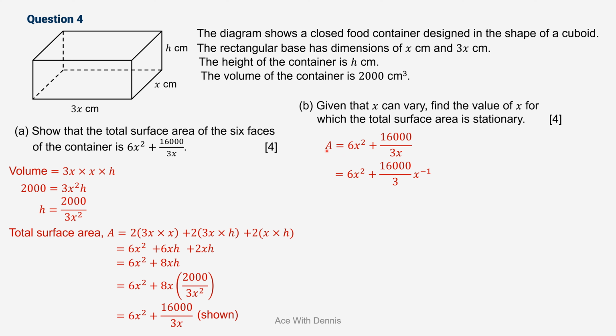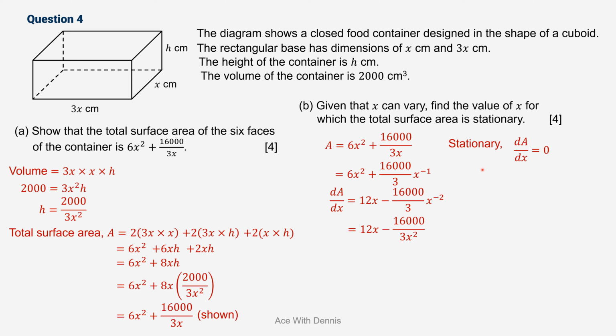So first, given we already proved A equals 6x squared plus 16,000 over 3x, then we can change this term into indices form so that we can differentiate it easily. So now dA over dx will be 12x. The 2 brings down, 6 times 2 is 12, then power minus 1, 12x. Similarly, 16,000 by 3 times negative 1, we have minus 16,000 by 3. And then this power minus 1, negative 1 minus 1 is negative 2, so x to the power of negative 2. So simplify, we get 12x minus 16,000 over 3x squared.